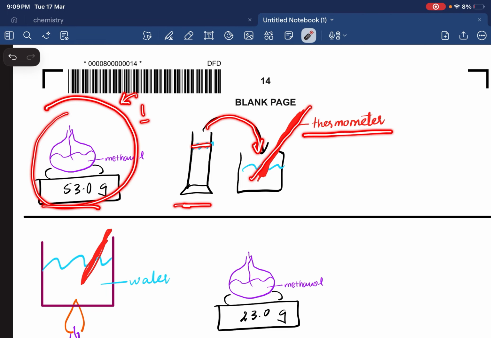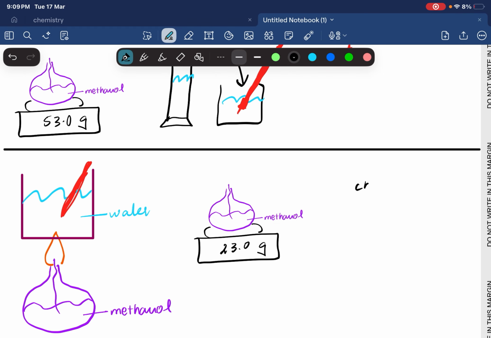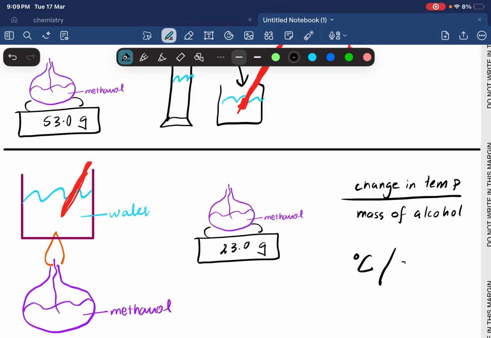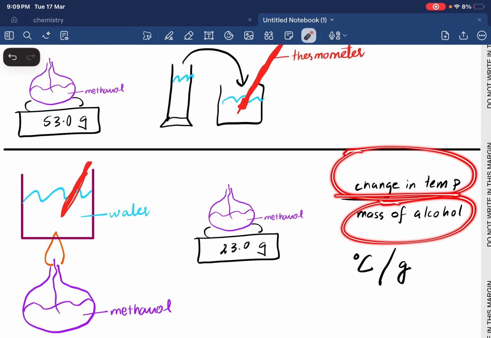You measure the temperature of the water using a thermometer, because there are 2 things you need to figure out. The first thing is you need the change in temperature, and you need to divide the change in temperature by the mass of alcohol. Why do you need it? Because you need how many degrees Celsius the water changes per gram of the alcohol. How many degrees Celsius of water is going to be raised by 1 gram of alcohol. So you measure how much of your alcohol is used and how much change of temperature it can cause. That's the thing over here.